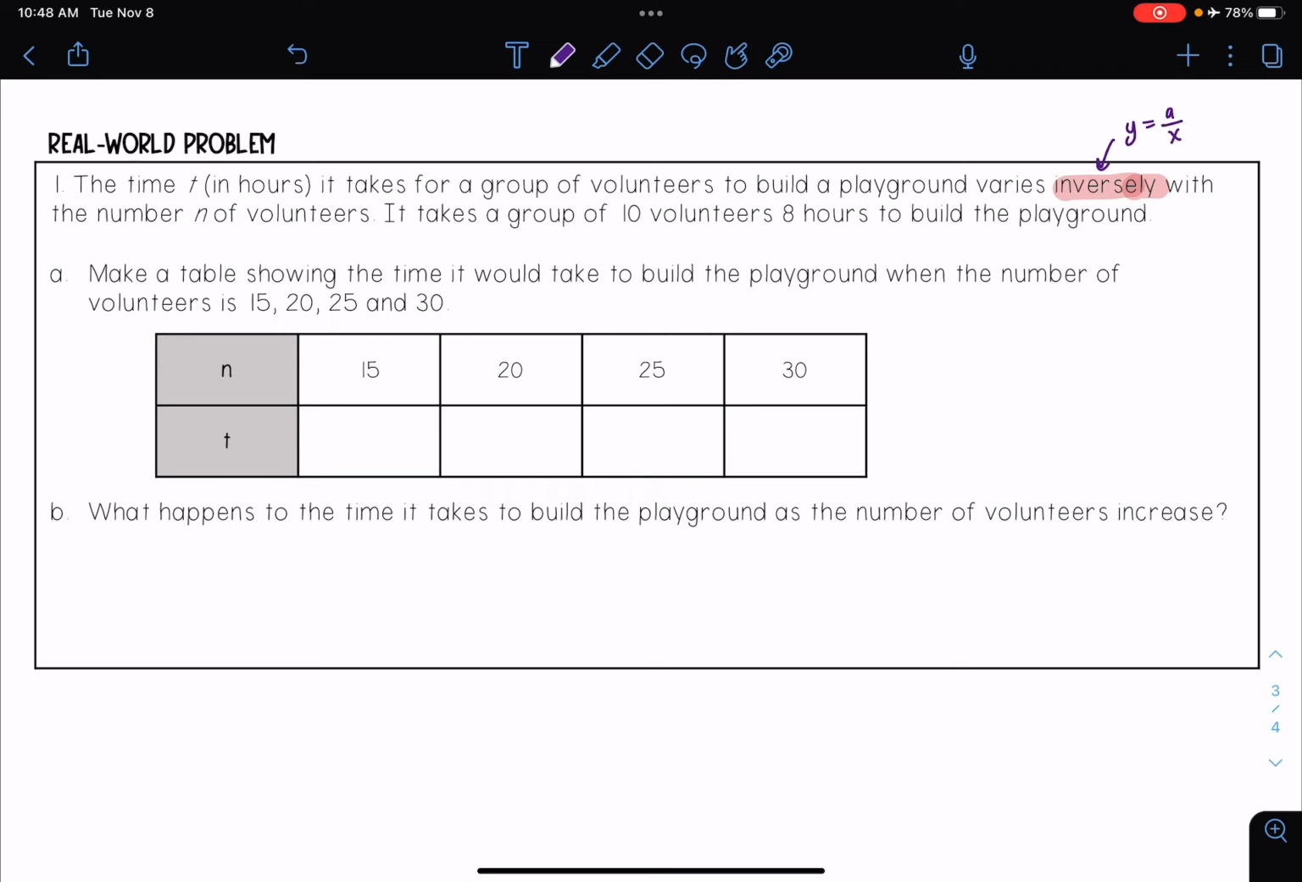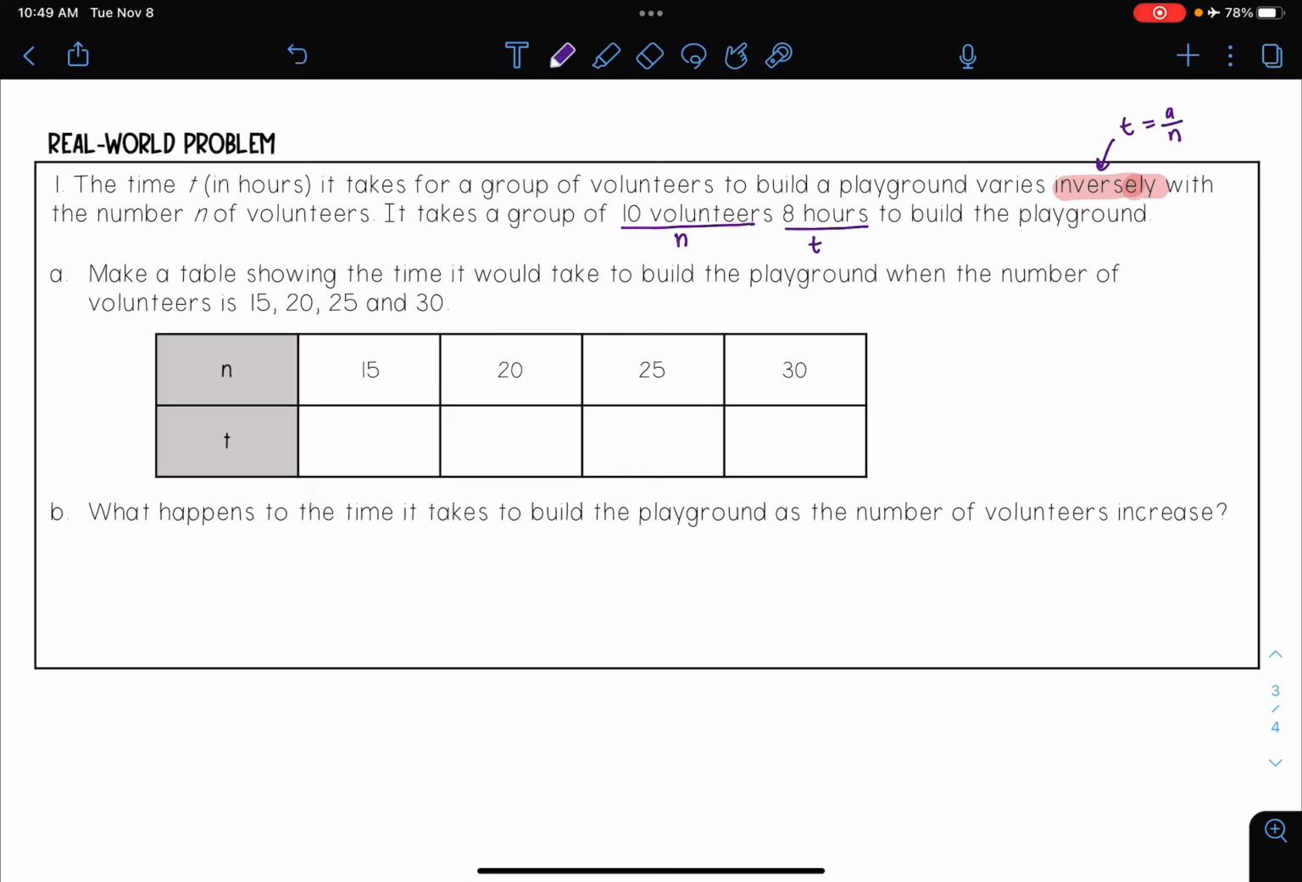It gives me one data point when it says that a group of 10 volunteers takes 8 hours to build the playground. And so I know that the number of volunteers is n, so 10 is n, and the time t is 8. This one isn't using y and x, this one instead is using n and t. And we see that our n is pretty much our x value. We can see that with this table, the n is on top and t is like our y value.